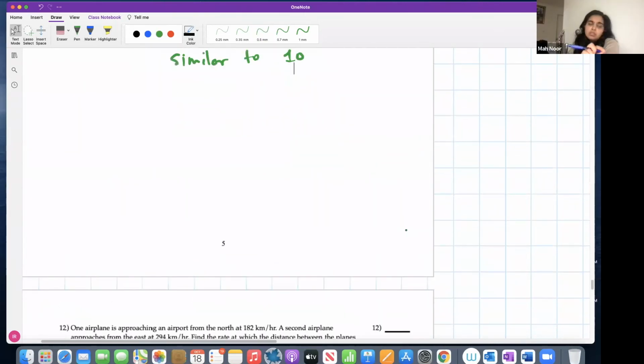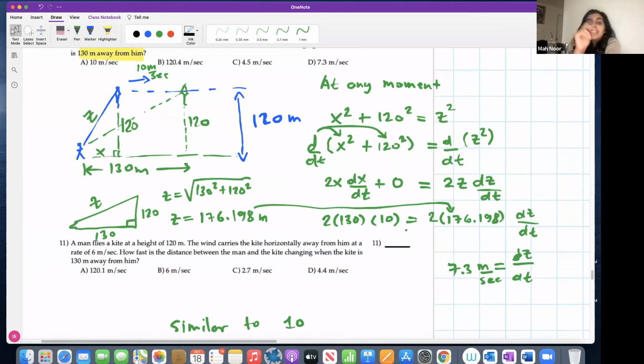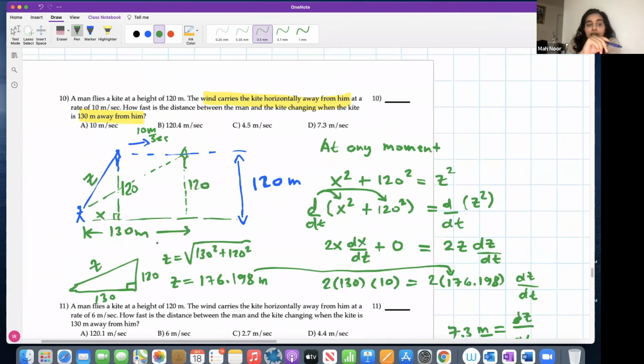Professor, I have a question. Yeah, sure, go ahead. So you said we have dx by dt. Can you show me where the rate of change of x is the horizontal line? Yeah, because you see that it says here, a man flies a kite this high, and the wind carries the kite horizontally away from him at this rate, horizontally away. So this rate, 10 meters per second, is this, right? This distance x is growing at this rate horizontally.